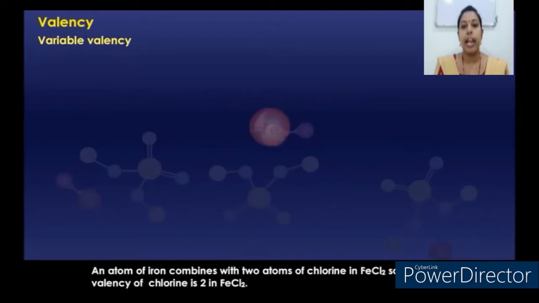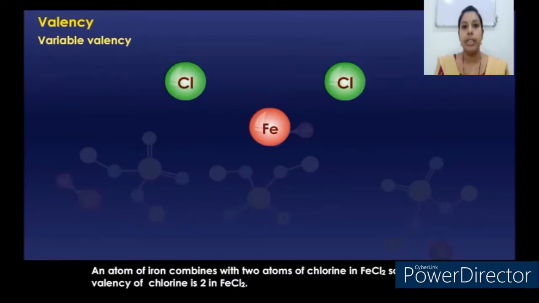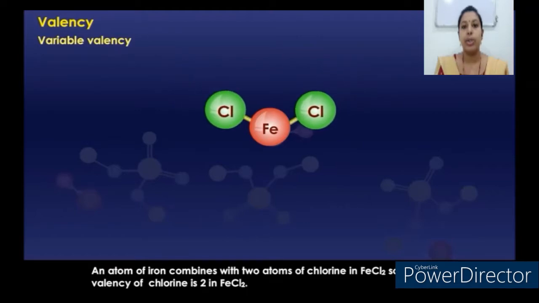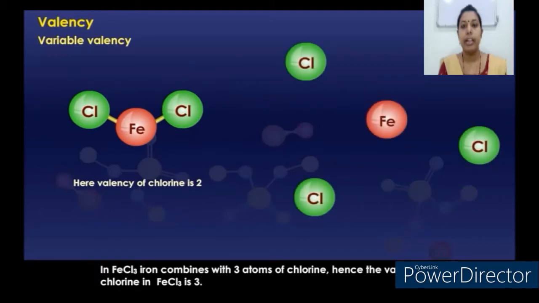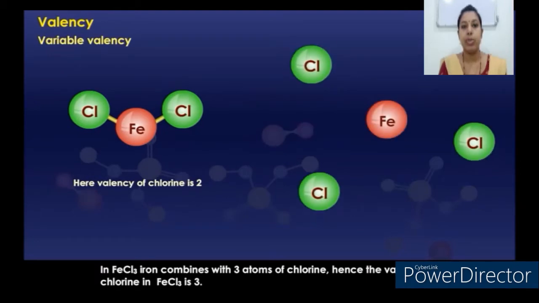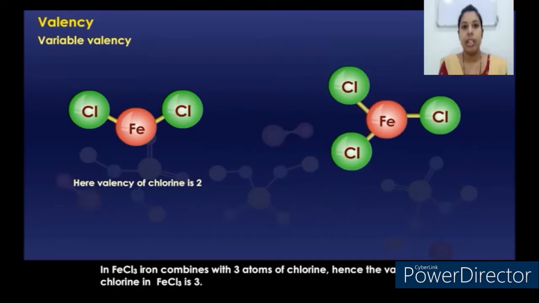An atom of iron combines with two atoms of chlorine in FeCl2. So, the valency of iron is 2 in FeCl2. In FeCl3, iron combines with 3 atoms of chlorine. Hence, the valency of iron in FeCl3 is 3.